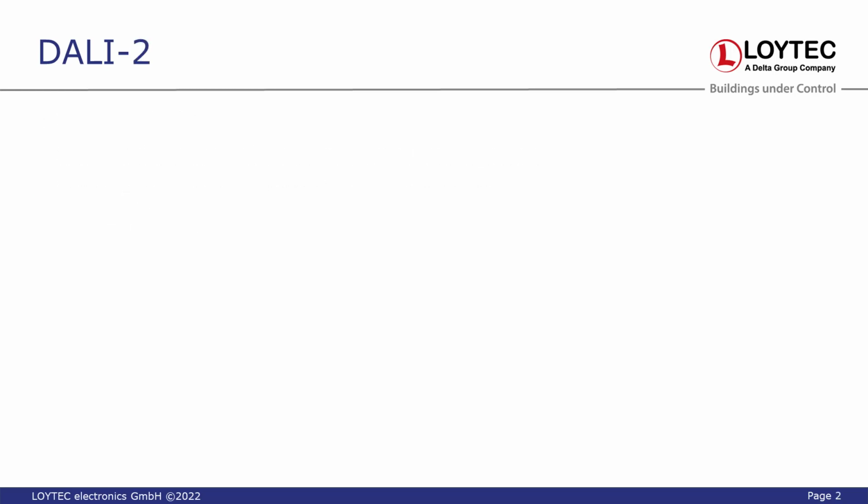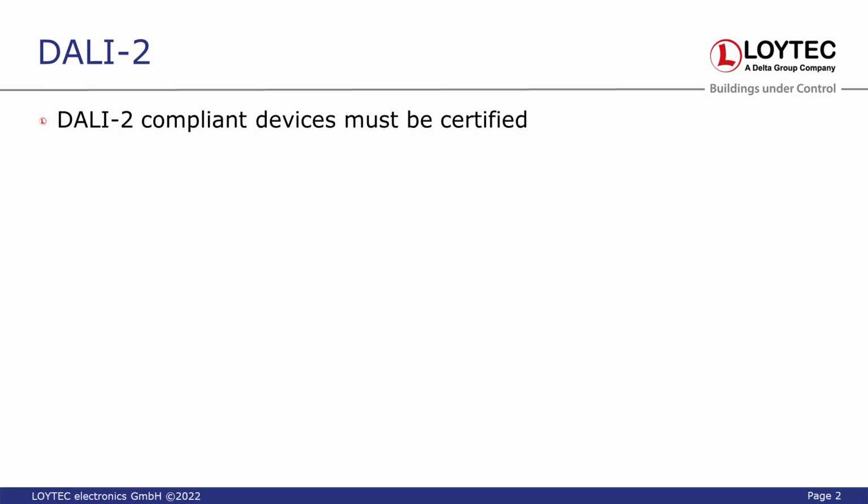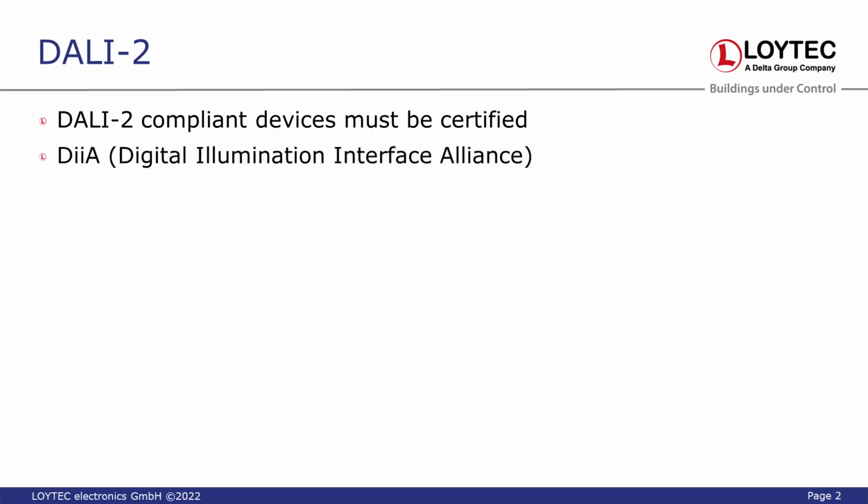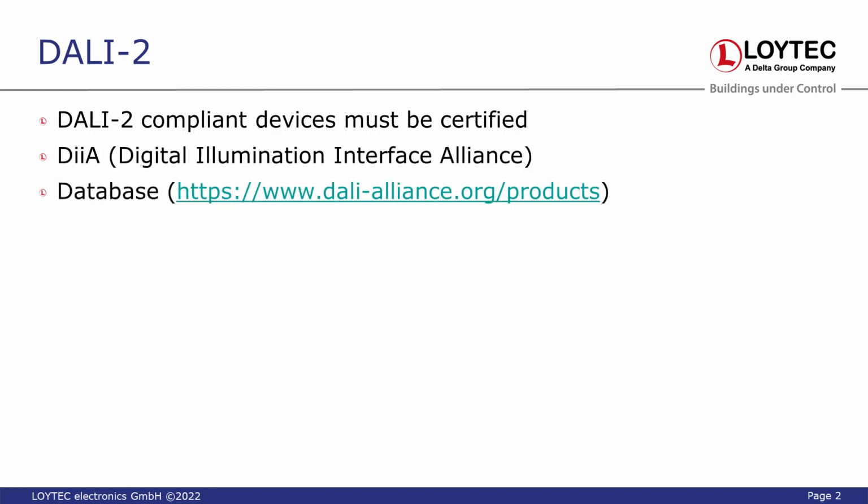In DALI 2, devices such as application controllers, bus power supplies, control gears, ballasts, or input devices are available for certification. The certification process includes the execution of a test algorithm published by the Digital Illumination Interface Alliance, abbreviated DIIA, which the to-be certified DALI device must pass. If the test result was successful, then the device manufacturer is allowed to print the DALI 2 logo on the DALI device. Furthermore, the test result is published in the database of the DIIA.